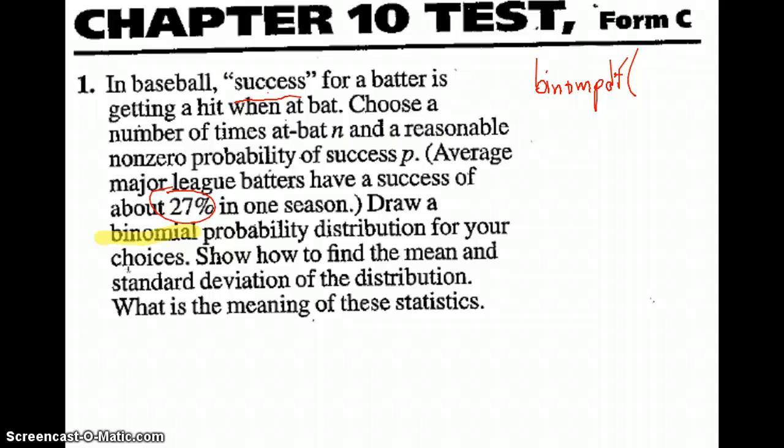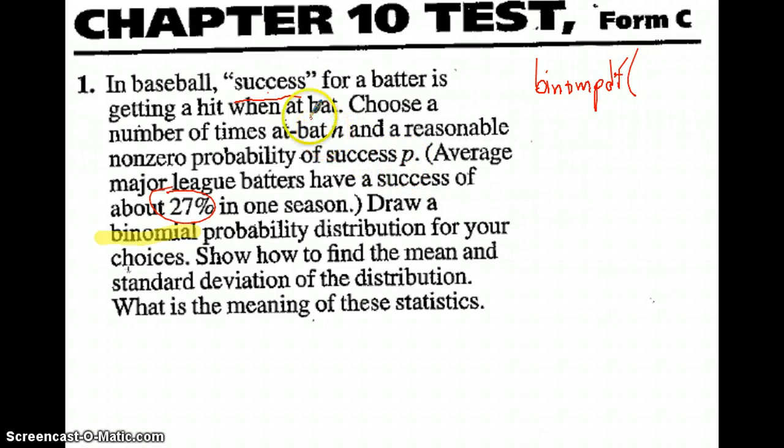Okay, so I started talking about this a little bit at the end of the last part, and then I realized I was going to run out of time. What's weird about this question, number one here in the chapter C, of course, you know the Form C tests are always a little bit outside the box. You're supposed to make up a number of times at bat n and a reasonable non-zero probability of success p.